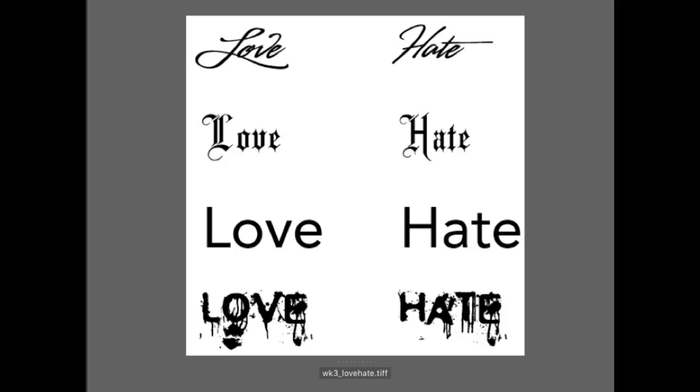So there are two words here. There's love and there's hate. And there's four different variations using four different typefaces. Now, what typography really is, is just shape, isn't it? Shape and line. And so depending upon how you work with the shape and line, it can convey different types of meanings.